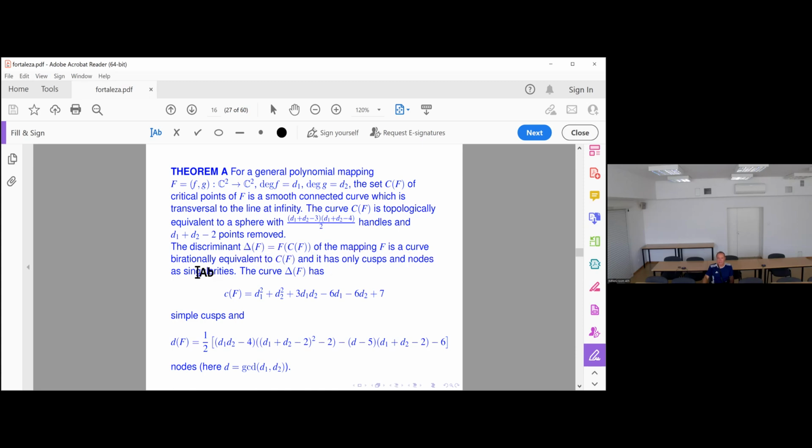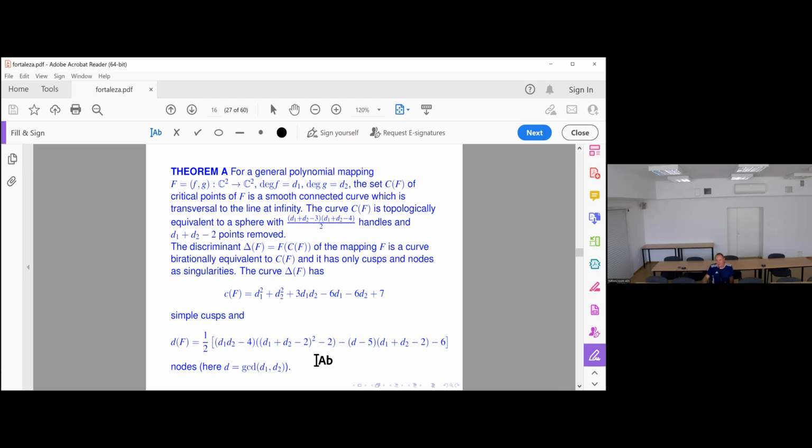The discriminant of a mapping F is a curve birationally equivalent to CF, and it has cusps and nodes as singularities, only cusps and nodes. This is exactly what is on the picture, yes? And the number of cusps is given by this number, and the number of folds is given by this number. And note here that we have D, which is the greatest common divisor of D1, D2.